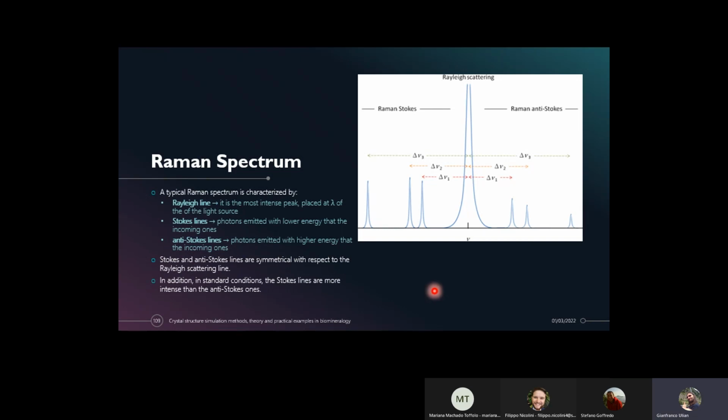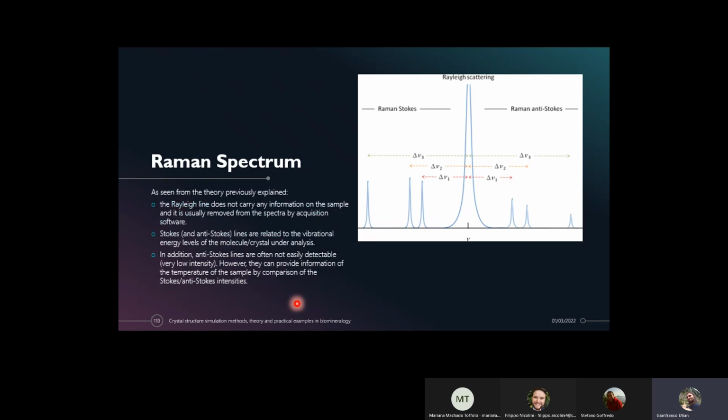Generally, at ambient conditions, the Stokes lines are more intense than the anti-Stokes lines. Why? Because at ambient temperatures, it is more probable to find your system at a low vibrational level, a starting low vibrational level.